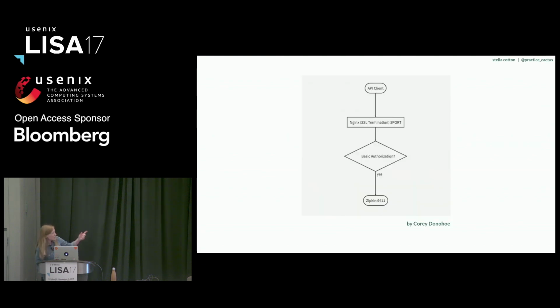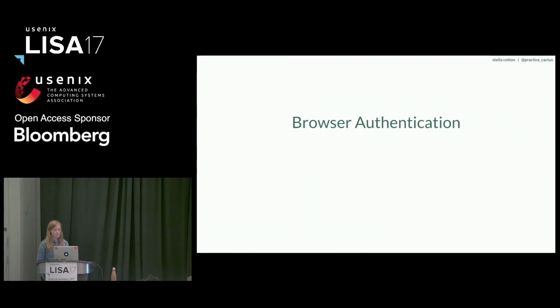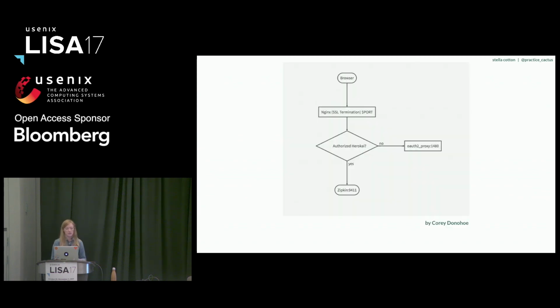It ends up kind of looking like this if you can see it. The client makes the request, NGINX intercepts it, checks for valid basic auth, and then forwards on the request to Zipkin. And we also didn't want anybody on the internet to just be able to see what we're doing. So we also had to add authorization to access the UI. And we used Bitly's OAuth2 proxy, which was really cool. It allows us to restrict access to the UI to people who have a Heroku.com Google address.